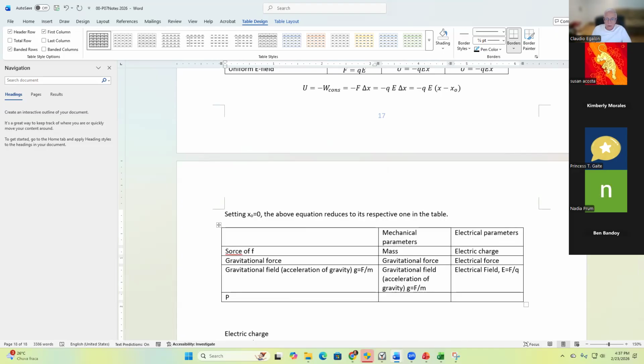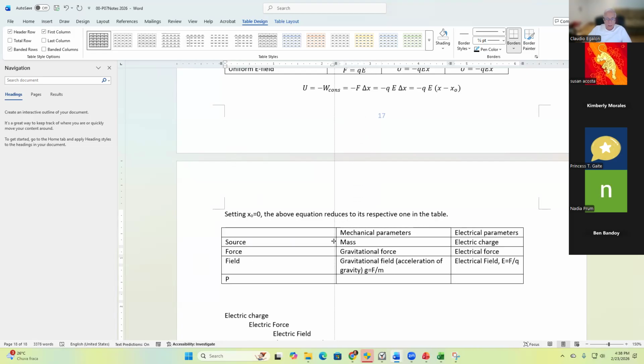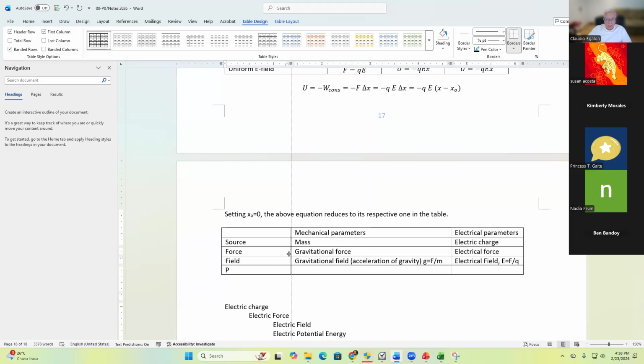source of force. Source. Okay. The mass is the source of the force. The mass is also the source of the field. Okay, field, let's put it this way. And here you go. I'm going to define the field as being the force divided by the source. Okay, divided by the source.